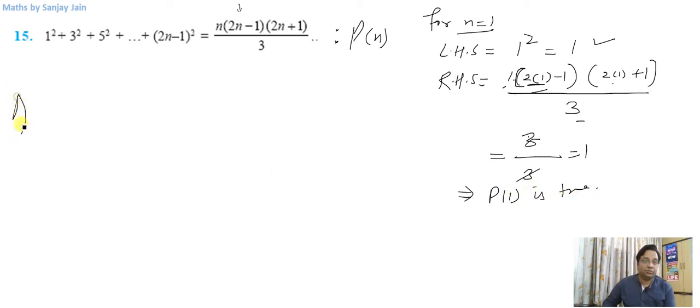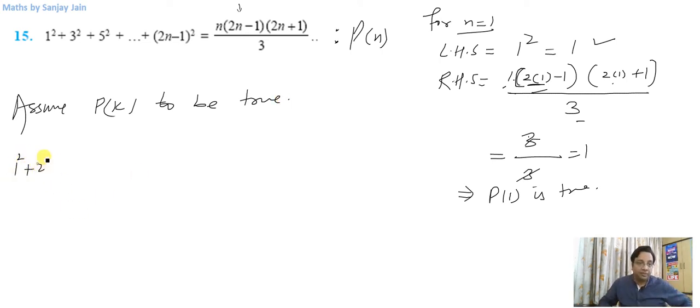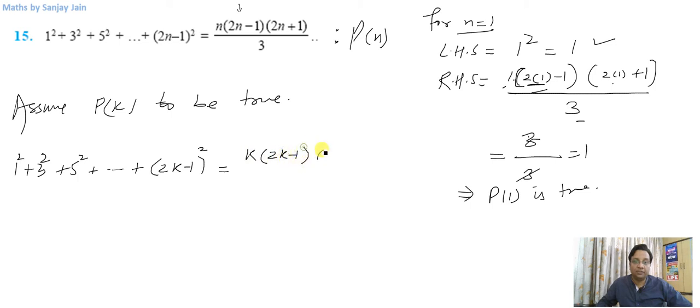Now assume P of k to be true. Right? So what will I write if P of k is true? The left hand side will be 1 squared plus 3 squared plus 5 squared plus up to 2k minus 1 squared. And on the right hand side I'll have k into 2k minus 1 into 2k plus 1 by 3.